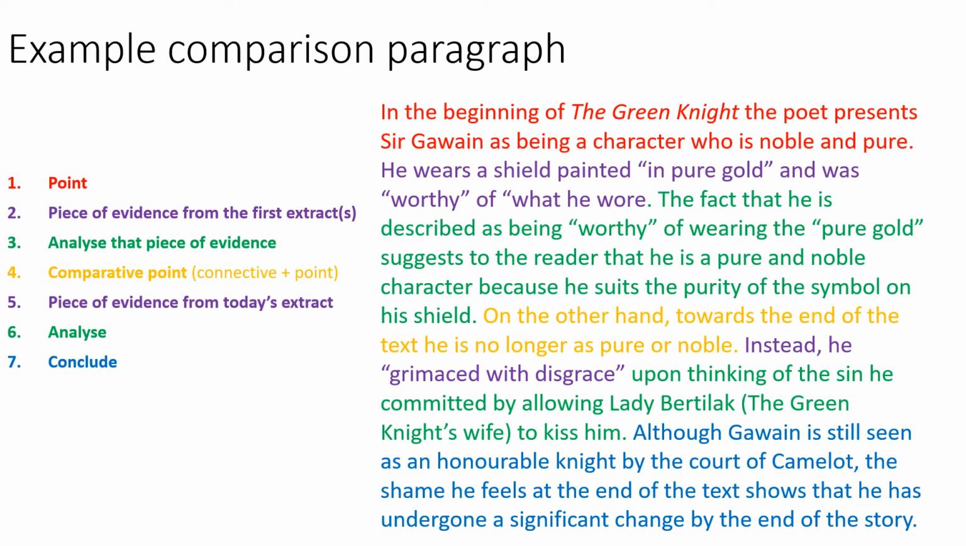Now, this links in with the first half of the paragraph, mainly because it shows that whereas he was noble and pure at the beginning, he has now committed a sin, which is saying that he is no longer noble and pure. You then conclude by saying, although Gawain is still seen as an honourable knight by the court of Camelot, the shame he feels at the end of the text shows that he has undergone a significant change by the end of the story.